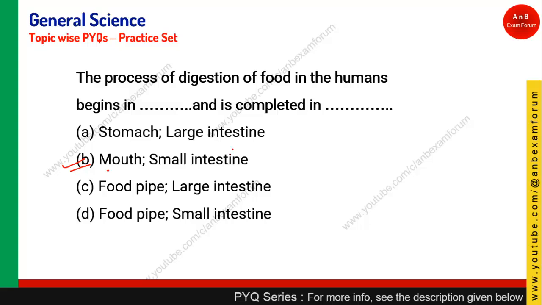Don't confuse this: the large intestine is not the final organ that digests everything. It is not the case. It is basically doing assimilation. The small intestine is going to digest everything, whether it's carbohydrate, protein, or fats. So option B is the right answer.